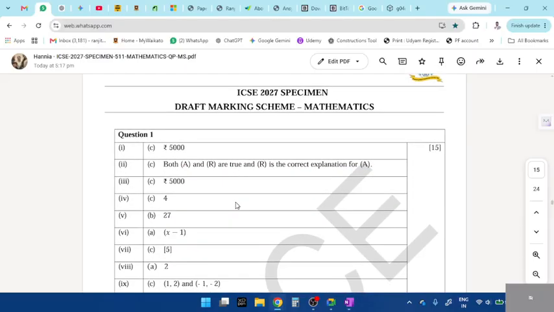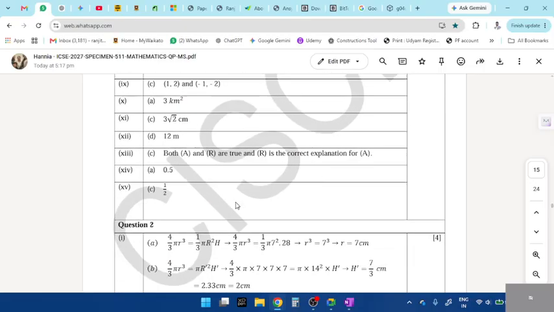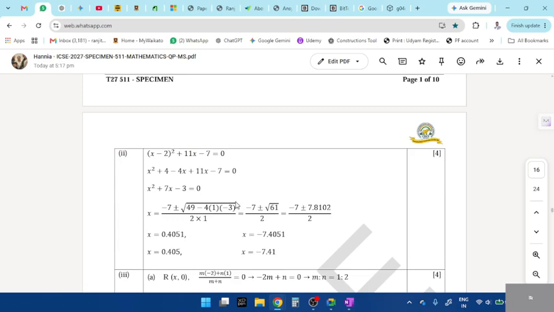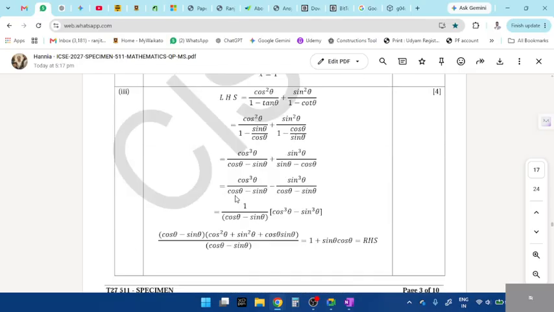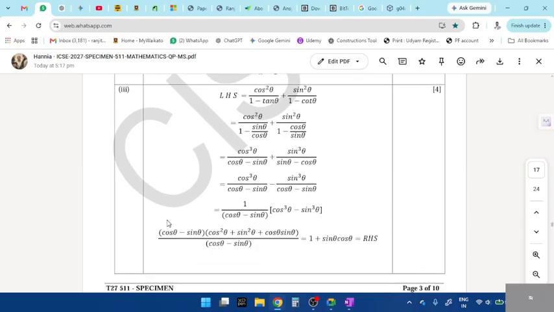Okay, what else have they given? Okay, answers also they've given below itself. With the answers you'll have even answers here. You can go through this later. I thought only the question was given.